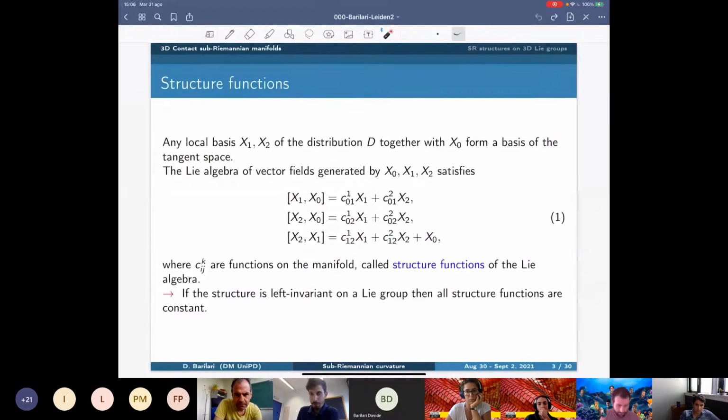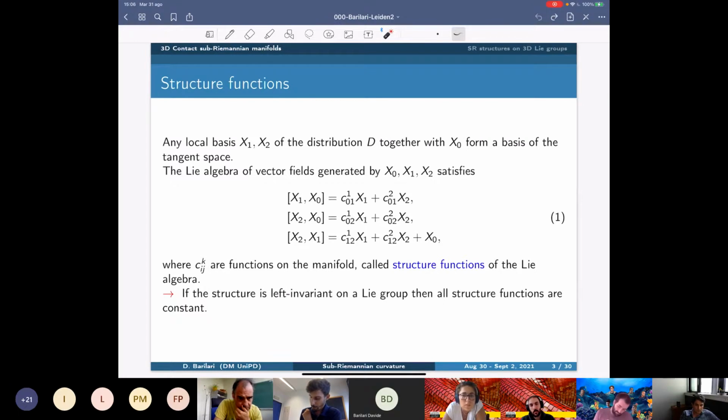I want to describe them first through what are called structure functions of the Lie algebra generated by the vector fields. So in my presentation, I often use vector fields, even if to some extent they are not strictly necessary, of course, because we look for intrinsic quantities, but it is good to have formulas to compute things also. So if the distribution is spanned by 2 vector fields, X1, X2, which are also an orthonormal basis, and then we have the Reeb vector field X0, then we can write down a formula for the Lie brackets of a pair of these 3 vector fields.